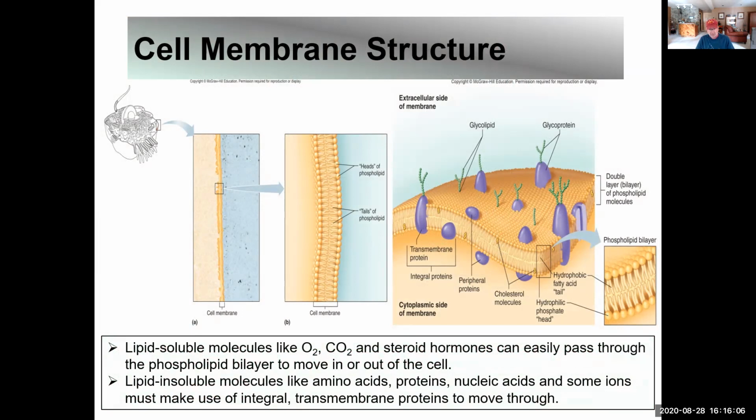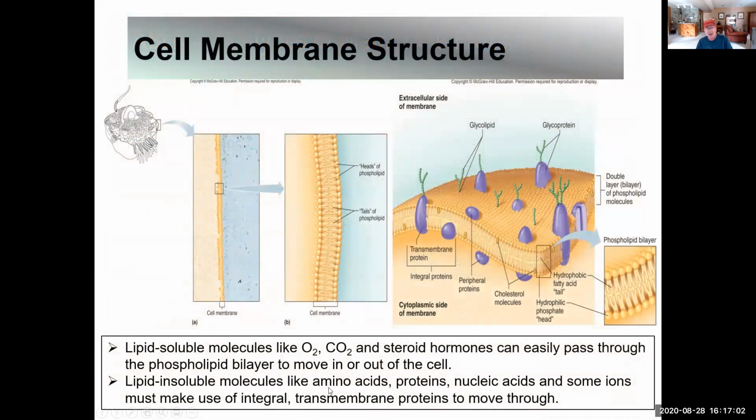And what we've discovered is that some compounds or molecules, like oxygen gas or CO2 gas, and even some steroid hormones, are able to easily pass through the phospholipid bilayer. And that's because they are soluble in lipid. They're dissolvable in lipid. Remember, these phospholipids are indeed fats. They're lipids. So if you are lipid soluble or fat soluble, you can move across the bilayer very, very easily. However, if you're lipid insoluble, if you can't dissolve in lipid, then the only way you can get across the membrane is by making use of these integral transmembrane proteins, those that span the entire bilayer.